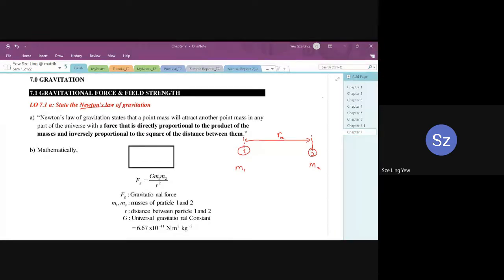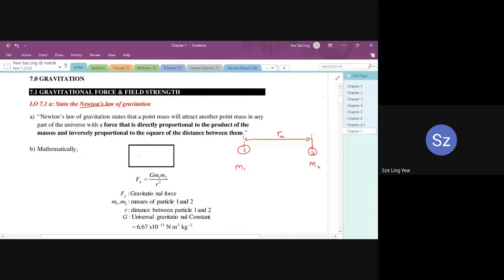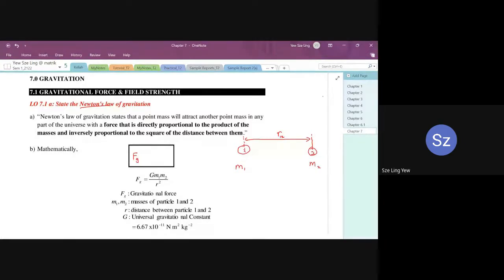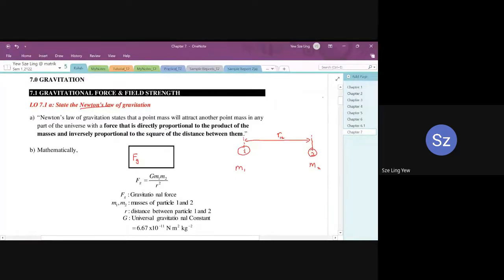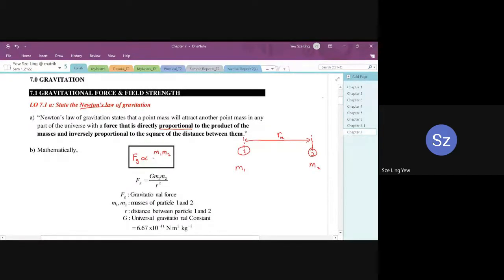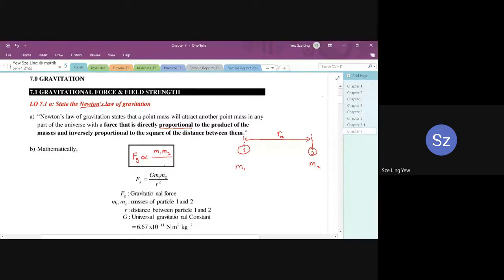According to the definition, now you're looking at gravitational force, therefore I'm going to give it a subscript G. So Fg is directly proportional, using a proportional symbol, to M1 M2, the product of masses, and it is inversely proportional to R squared.